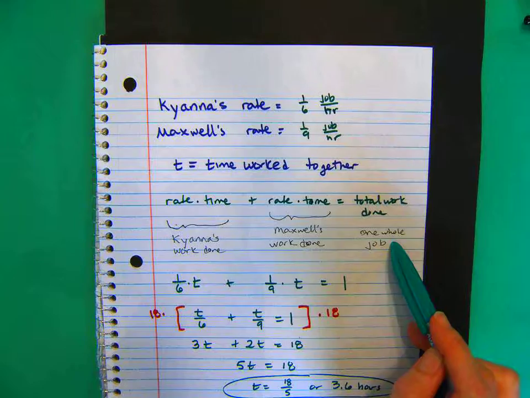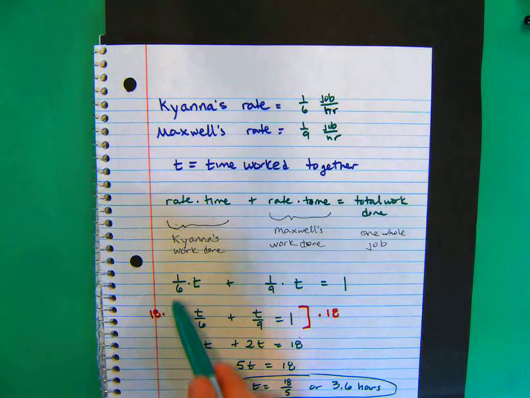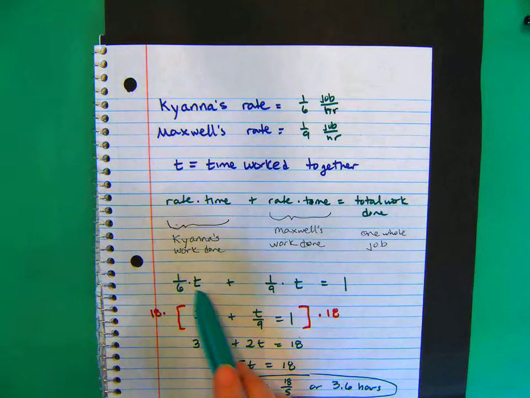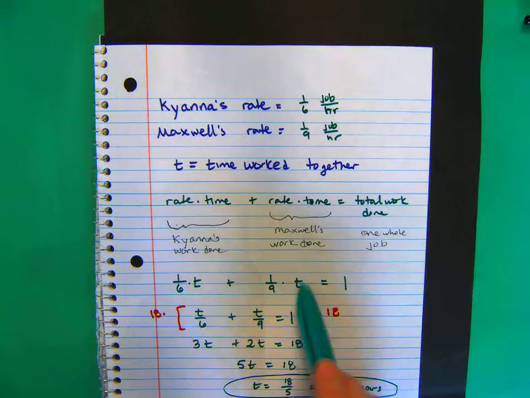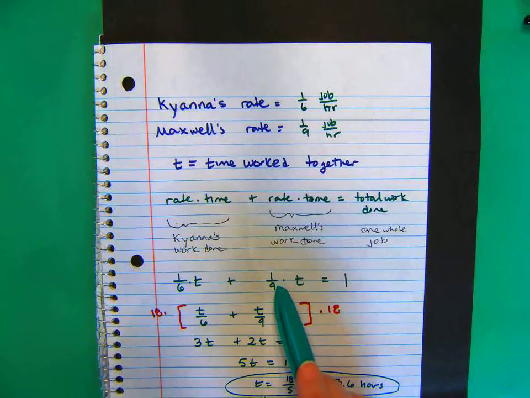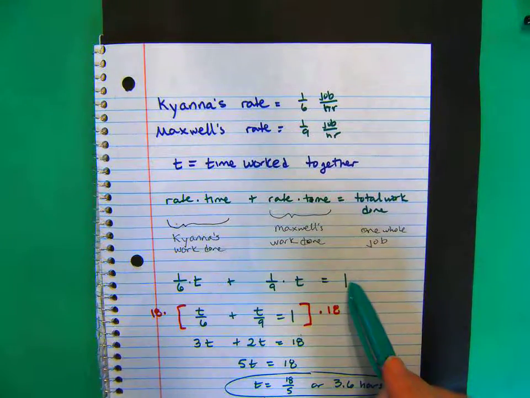work that's done. And so 1/6 times however much time, whether it's 5 hours or 3 hours, whatever, and 1/9 times however much time. This will give how much Kiana got done, how much Maxwell got done. You add that up, you'll find how much got done altogether, and we know it was one whole job.